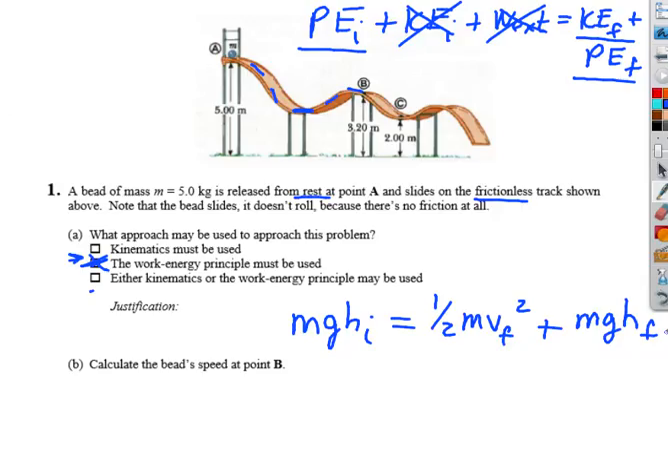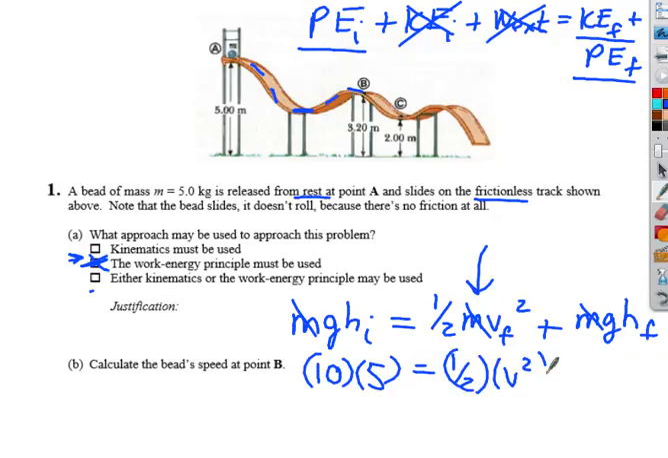But wait a minute, what else do I notice? Do I have to plug in every number? No. What can I cancel out? I can cancel out all of the masses. So I don't need to plug mass in. Can I cancel out g, which I see a lot of people do? Nope. There is no g in the kinetic energy formula, so I have to keep it. So let's go ahead and plug this in. It's going to be 10 times the initial height of 5 equals 1/2 times v squared plus 10 times 3.2.